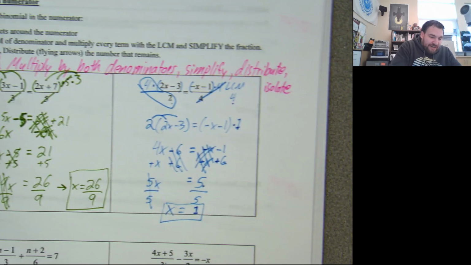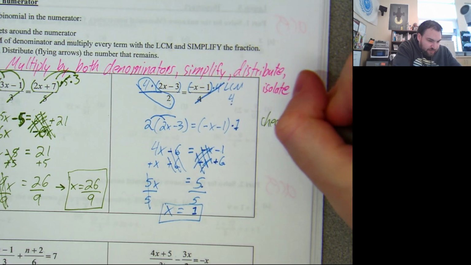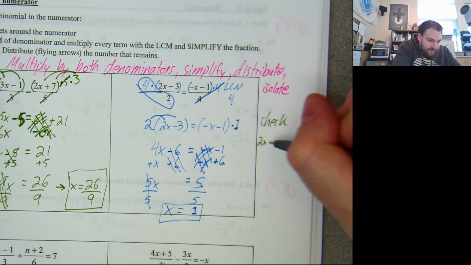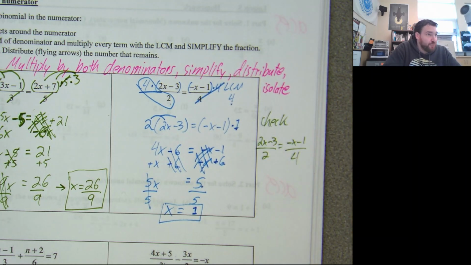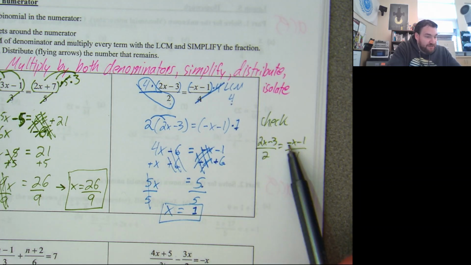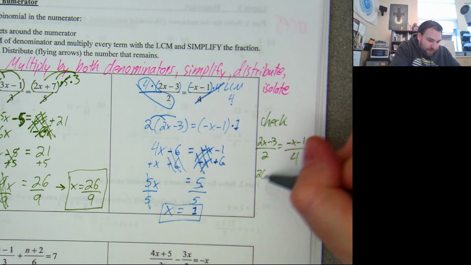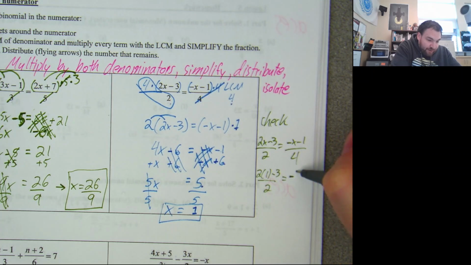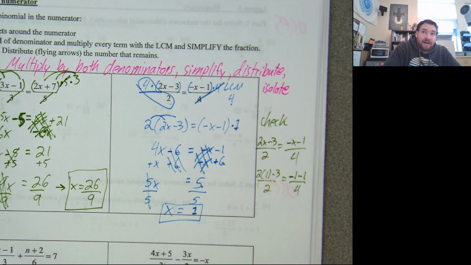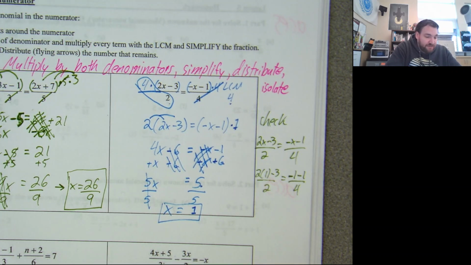Let's do the check on the right-hand side here. Here's my check. I've got 2x minus 3 over 2 equals negative x minus 1 over 4. Let's see if this is true. I'm going to take 1 and I'm going to plug it wherever there's an x. So I'm going to get 2 bracket 1 minus 3 over 2 equals negative 1 minus 1 over 4. I'm just going to solve this thing using BEDMAS.